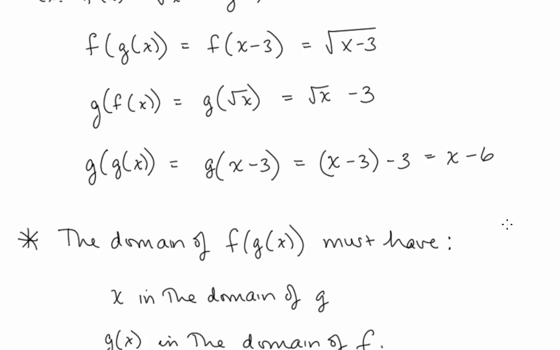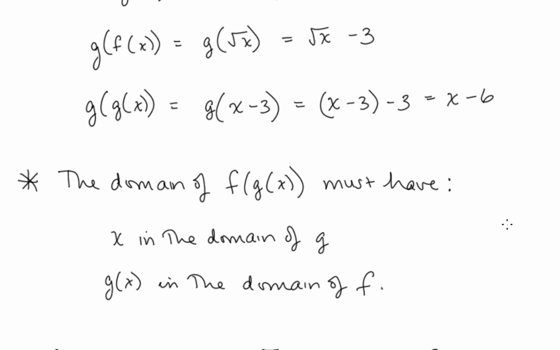Now when we're talking about composing functions, we have to think about the domain of the composition. And the domain of f of g must have two important features. It must have x in the domain of g, because that's the first thing that we're plugging in here. X is going into g, and then that result goes into f. So we must have x in the domain of g, but we also must have g of x in the domain of f. So we must be able to take this result g of x and plug it into f.